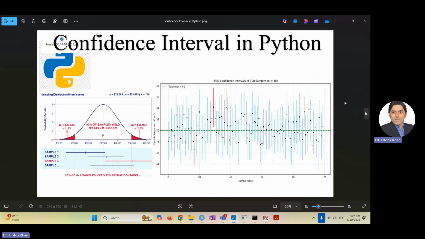Okay, so what we have learned is what a confidence interval is, what estimation is in fact, and then how you can calculate confidence intervals in Python, and how we can effectively visualize these confidence intervals in Python. So I think this is enough for today.